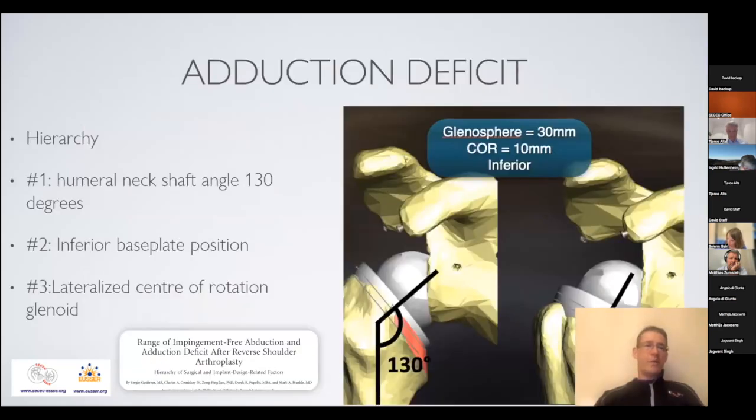Frankel's group have looked at the adduction deficit and looked at the hierarchy in terms of what contributes most to the improvement in the adduction deficit, looking at various configurations. And they've established that the hierarchy is that number one, in fact, is the humeral neck shaft angle of 130 degrees, which is superior to the effect of an inferior base plate position, which is in fact greater than a lateralized center of rotation of the glenoid.